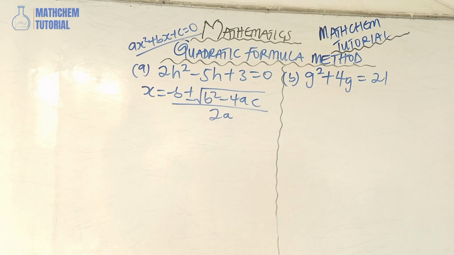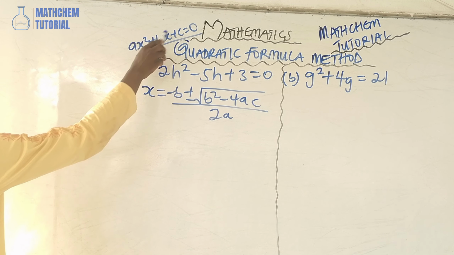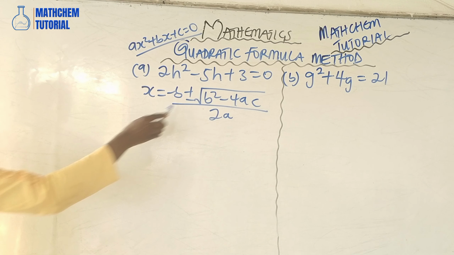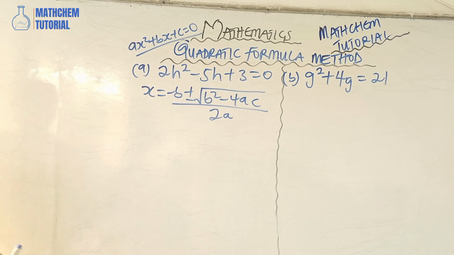So this is ax squared plus bx plus c equals 0. If you solve it using the completing the square method, we are going to get this particular quadratic formula. You can pause this video and give it a try. Solve the expression ax squared plus bx plus c equals 0 using completing the square. You will see that your final answer is going to be this particular formula.